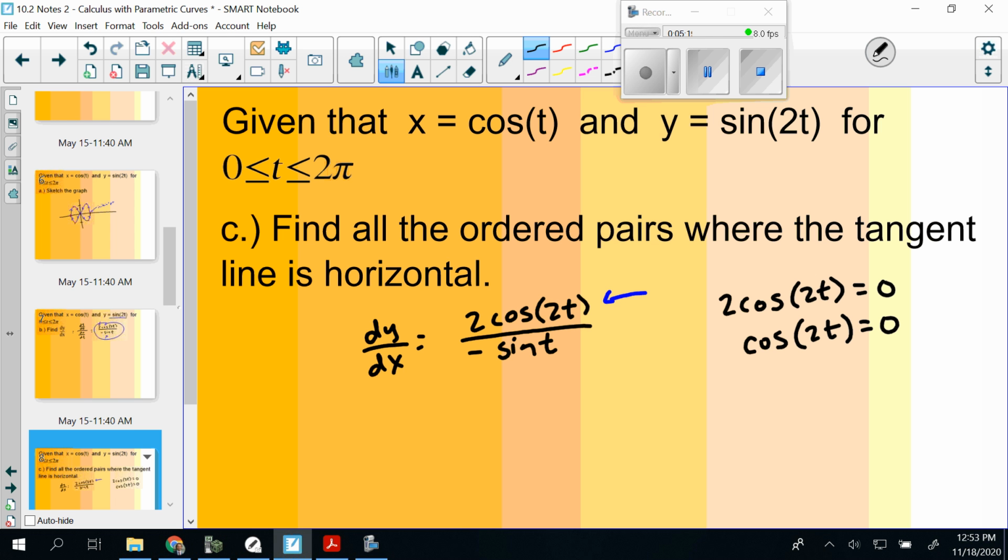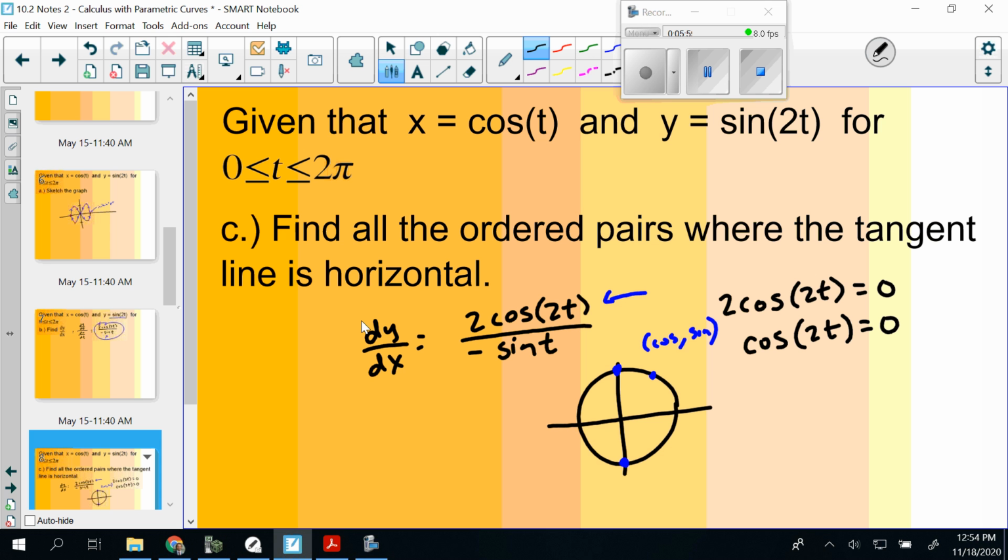You got to think, okay, where does cosine equal 0? On our unit circle, remember any ordered pair there, that's a cosine, and then your y value is the sine. So where do you have x values that are 0? Well, there would be two spots, right here and right here. So that's 90 degrees and 270 degrees, which in radians would be pi over 2 and 3 pi over 2.